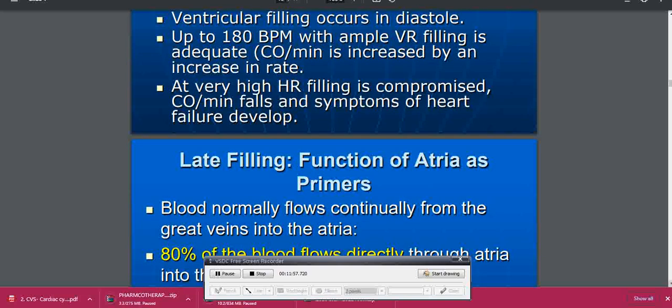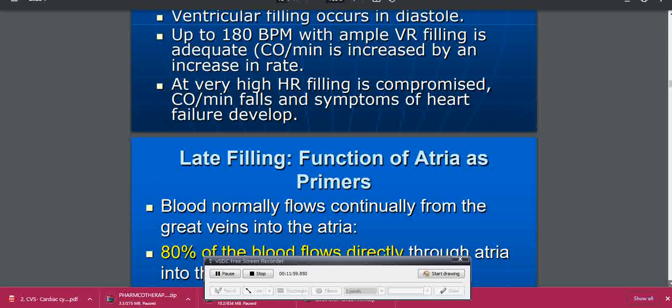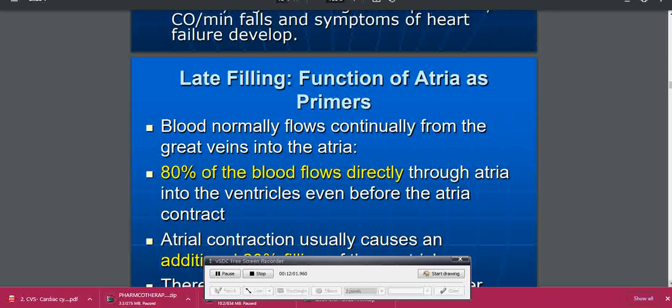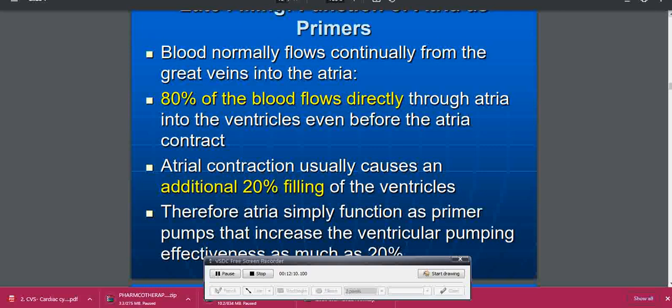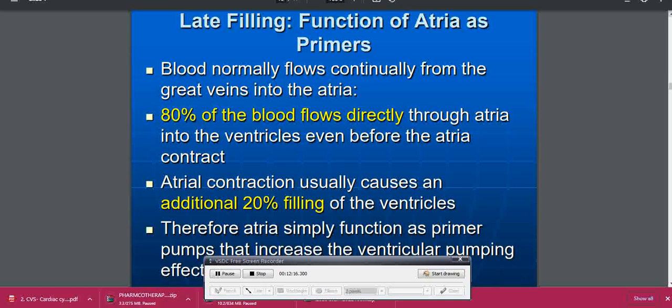Then we also have late filling. During this, the atria function as primers. First of all, during late filling, blood normally flows continuously from the great veins into the atria. That is what we refer to as late filling.